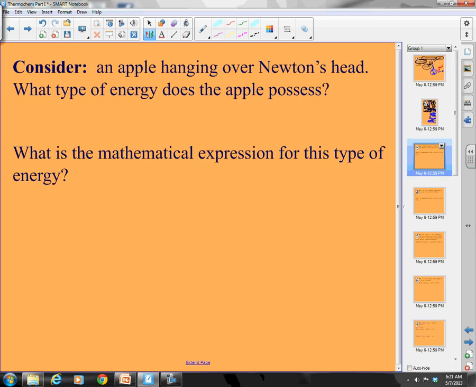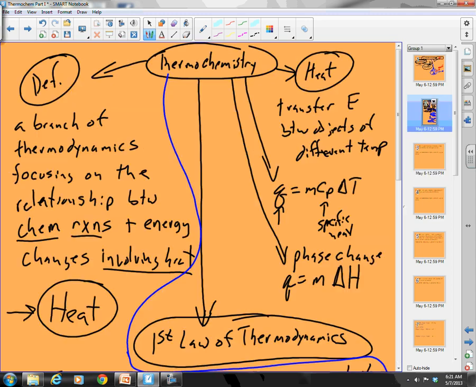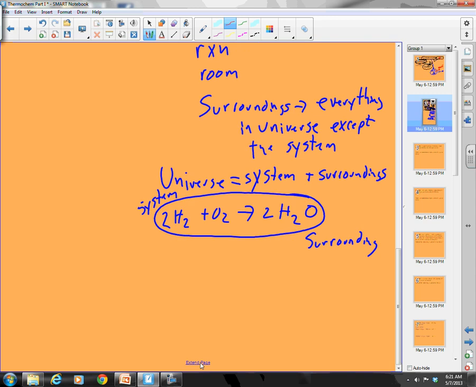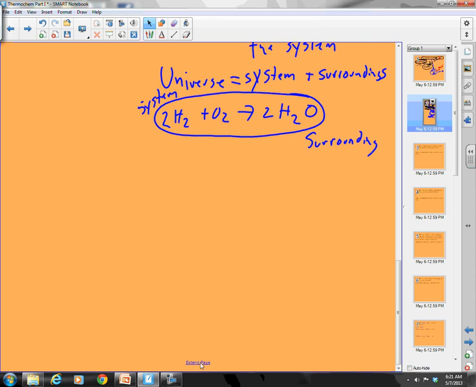Here we go. Now let's consider this an apple hanging over Newton's head. Hey, I like this. What type of energy does the apple possess? Okay. Well, I guess where I'm going here is I'd like to back up a little bit and talk just a little bit about energy. So we're going to start a new concept map, and it's not going to be a long one, but we just want to talk about energy.